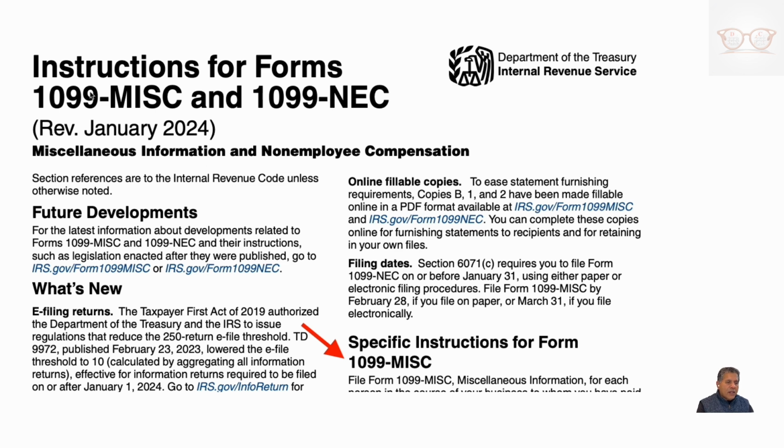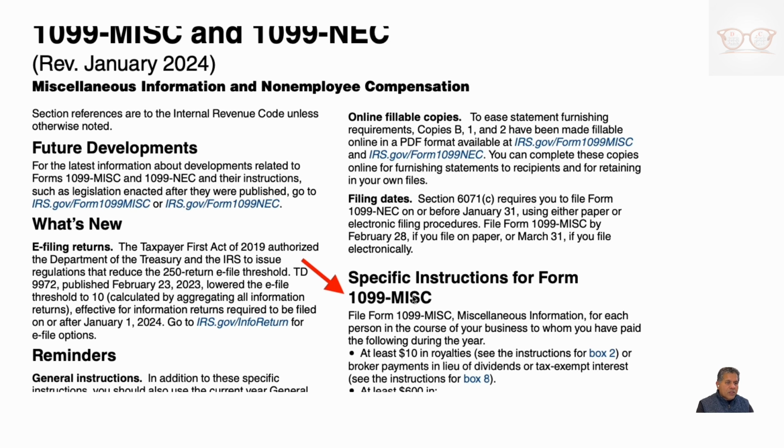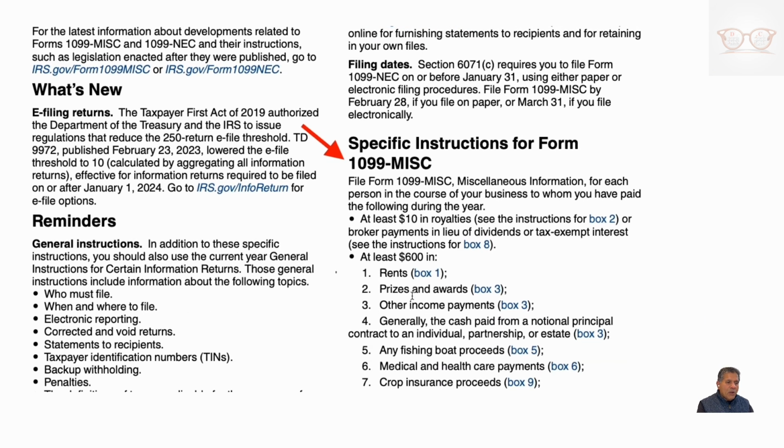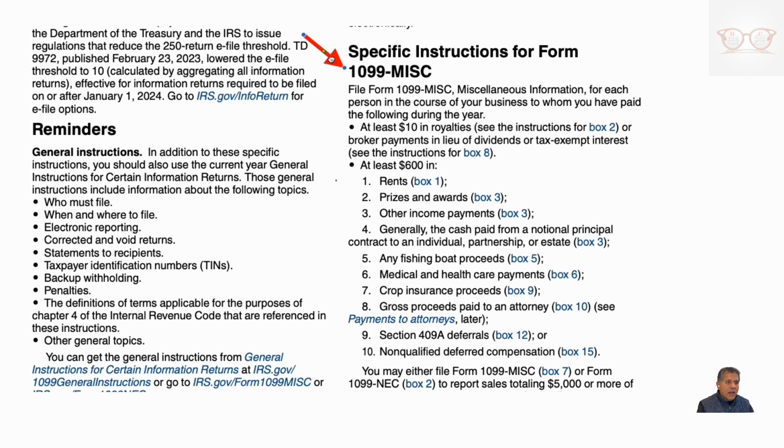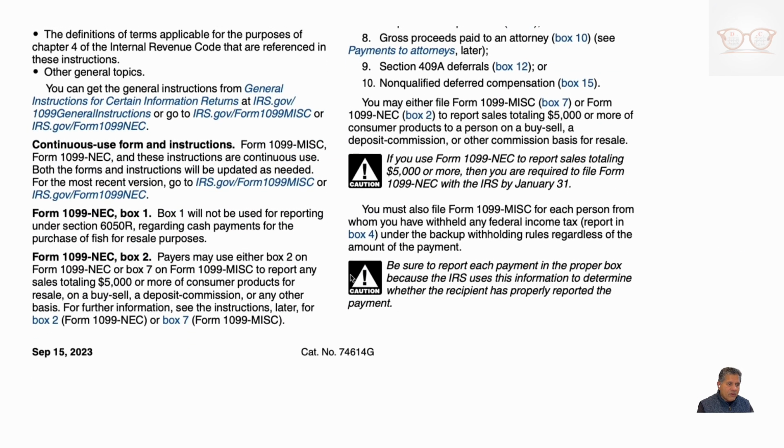So here we're taking a look at the 1099-MISC or miscellaneous. Scrolling down, we see that the rules stipulate that we need to file a 1099-MISC for at least $10 in royalties. There are instructions on that, broker payments in lieu of dividends or tax-exempt interest. But for most of us, it's about the $600 in rents. And rent is something most businesses pay. So this is something we need to be sensitive to. And there are, of course, prizes and awards and other income. And we really won't dive into that. Let's just scroll down and take a look at the rest of the form.